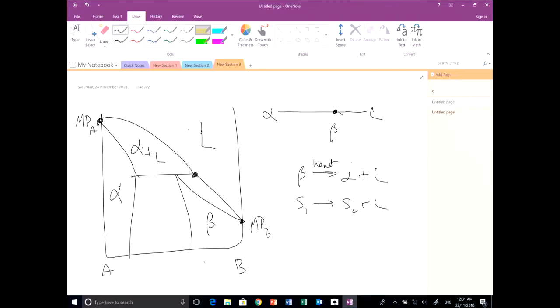And here's another clue about the exams. Don't try to impress me with your knowledge. Just give me the answer. I have to grade a huge number of exams in here, and I don't want to read stuff. You either know it or you don't. It's either right or it's wrong. So just give me the answer short and sweet. And this one is a good example. Beta goes to alpha plus L, paratectic, incongruently melting.